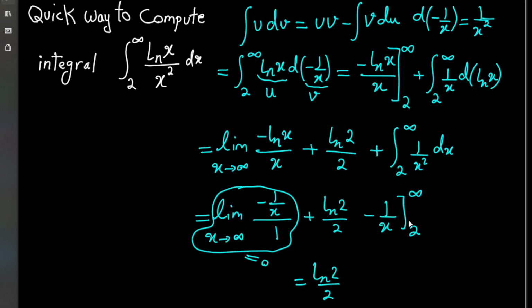And then after that, we have minus minus, which is plus, and then 1 over 2. So this is our final answer. We can rewrite it, if you like, in the form of 1 over 2 times 1 plus ln 2. I hope that this is helpful.